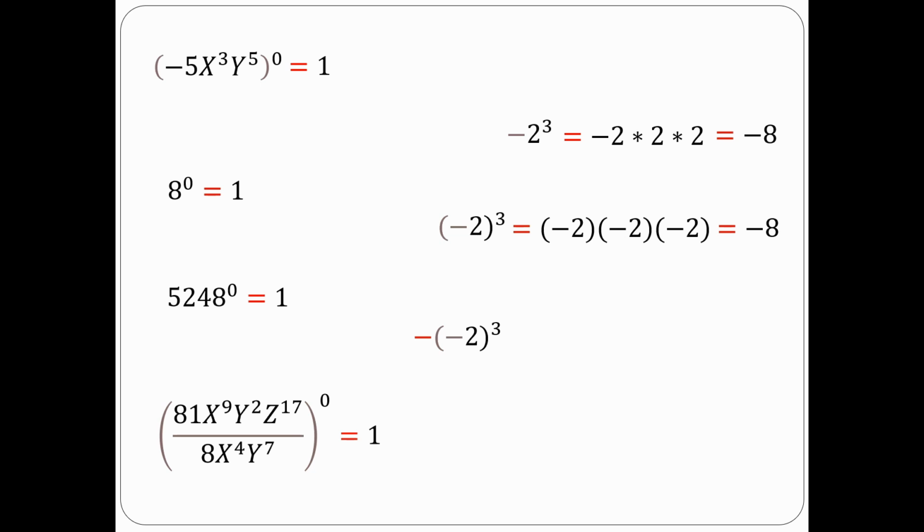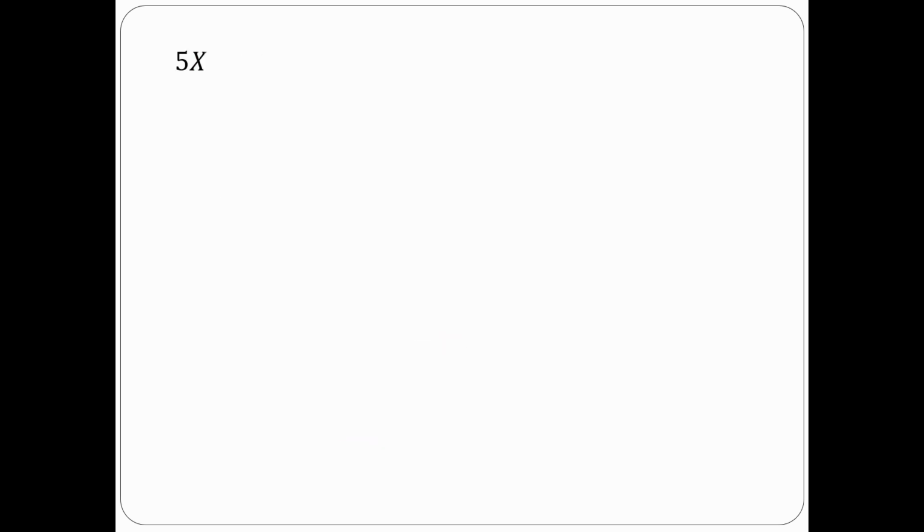Now for the last example, we have a negative from the outside, and then we have three negative 2's. So we have a total of 4 negative signs. Whenever you multiply an even number of negative signs, it is going to give you a positive answer. So the answer for example 3 is different. It is positive 8.